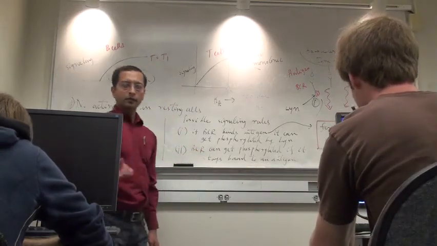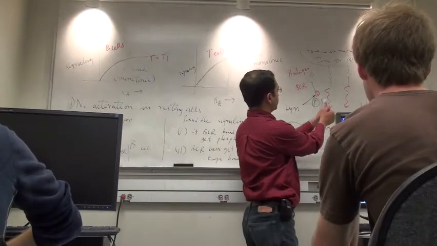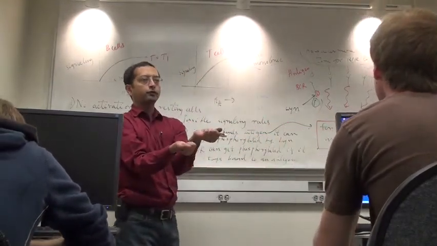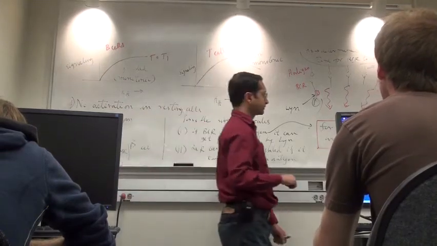And K off is also very important because, as you know, once BCR binds, what determines how fast it's going to detach? That's K off. So K off is also very important.